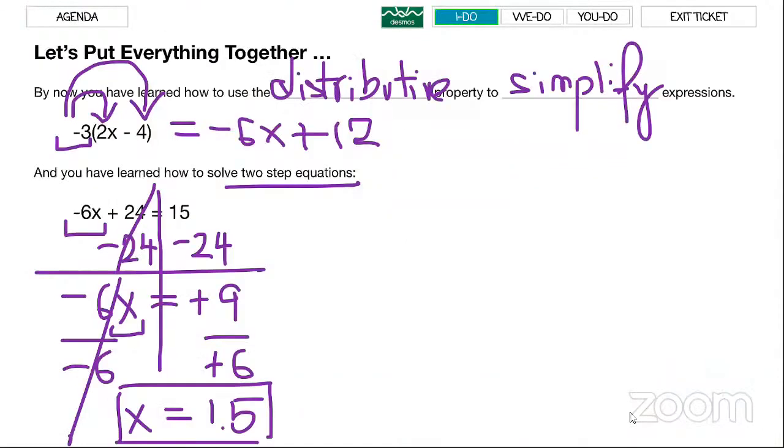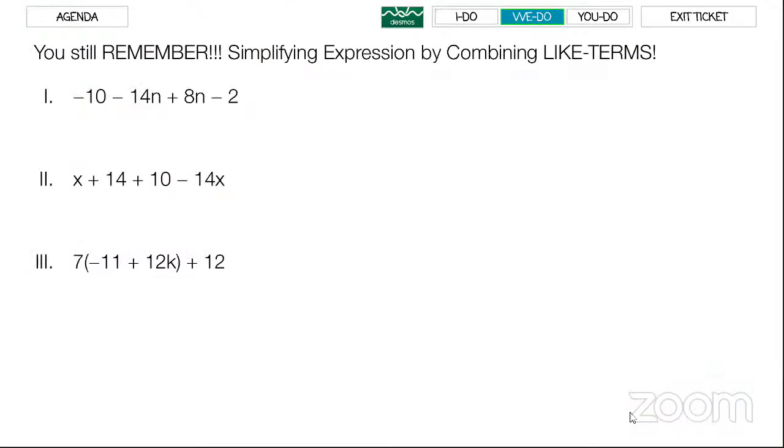So you still remember, I hope you still remember how to simplify expressions by combining like terms. I'm going to review this quickly. It's a we do part. My recommendation: you need to get a piece of paper. If this kind of question is in your benchmark, always underline the like terms. That will give you a clear idea.